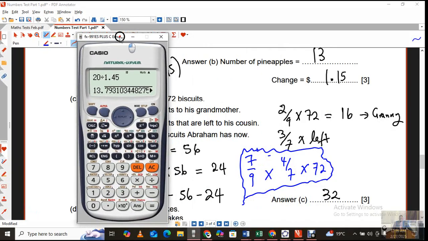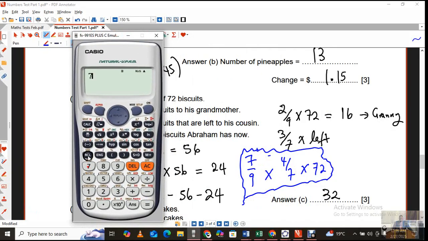So take what is left times what is left, in terms of fractions. So we're going to say 7 over 9, multiply that by 4 over 7, and multiply that by 72. Obviously, 32 is left. Of course, there's also one way you can do it.